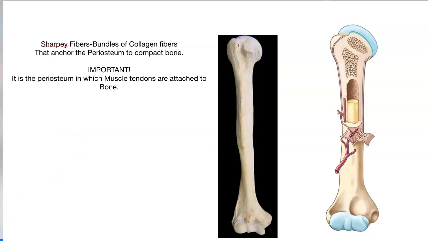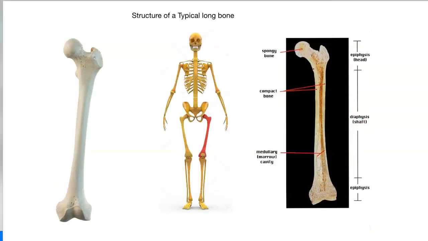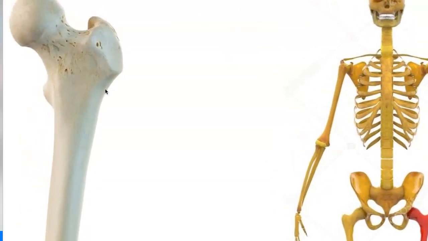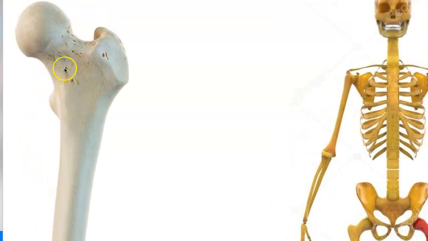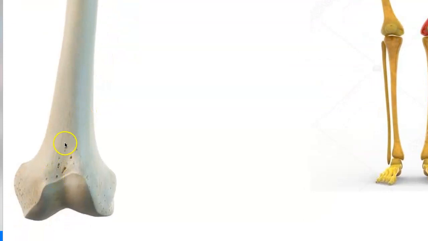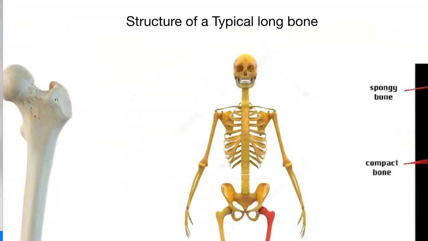I think I only have one more slide and then we're done. Oh, I wanted to show you this. Here's a real bone. Look at all these little holes in here. These are where blood vessels from the periosteum are going to be perforating the bone. So real bones, you're going to see all these little holes. So that's why they're there.